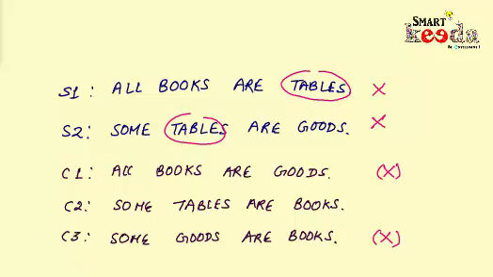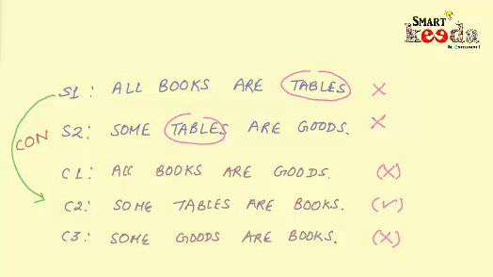Now in conclusion number 2, a relationship between the classes tables and books is given, and if we look at statement number 1, it says all books are tables, the conversion of which gives us some tables are books, which is our conclusion number 2. So in this question only C2 follows.